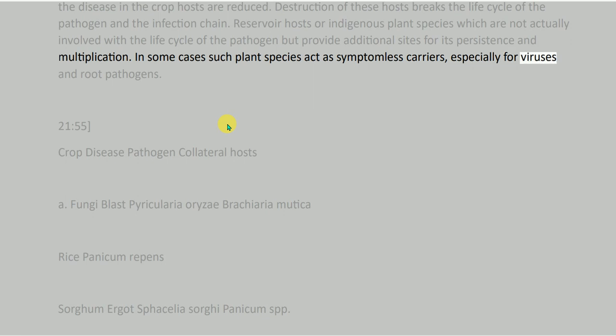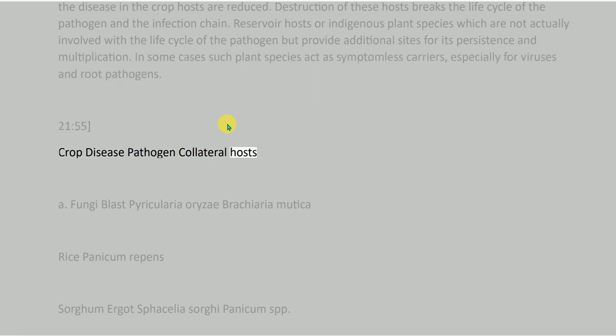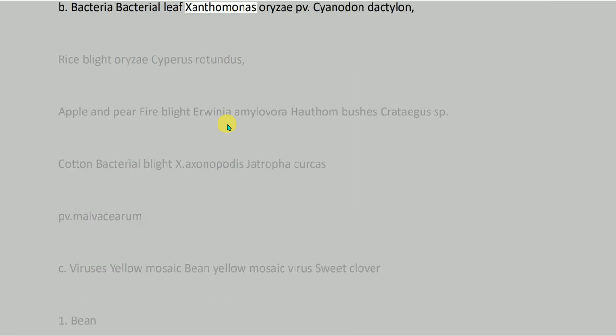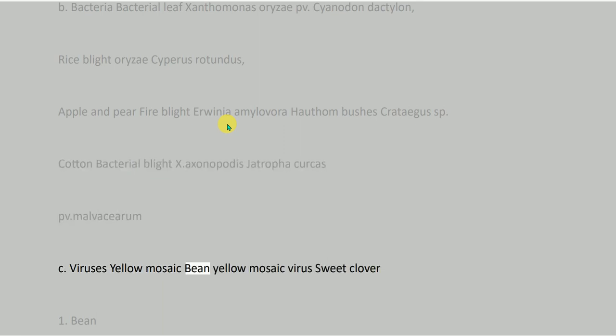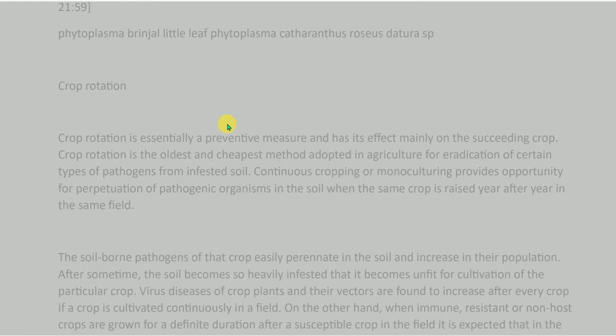Crop, disease, pathogen, collateral hosts. A. Fungi: blast, Pyricularia oryzae, Brachiaria mutica; rice, panicum ripens; sorghum ergot, Claviceps sorghi, Panicum spp. B. Bacteria: bacterial leaf blight of rice, Xanthomonas oryzae pv. oryzae, Cynodon dactylon, Cyperus rotundus; apple and pear fire blight, Erwinia amylovora, hawthorn bushes, Crataegus sp.; cotton bacterial blight, X. axonopodis pv. malvacearum, Jatropha curcas. C. Viruses: yellow mosaic virus, sweet clover, bean. D. Phytoplasma: brinjal little leaf, Phytoplasma, Catharanthus roseus, Datura sp.